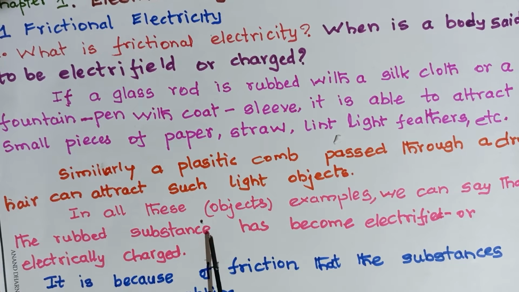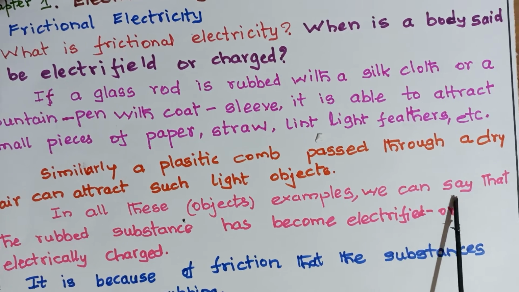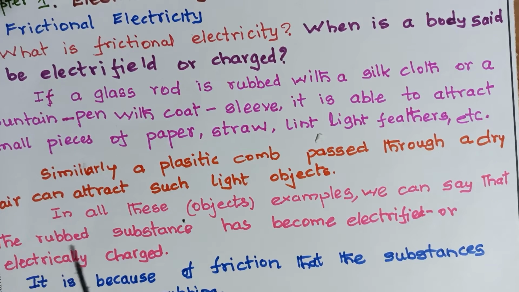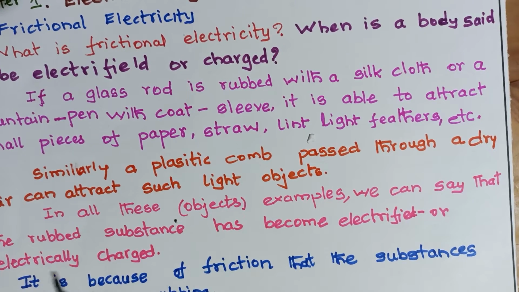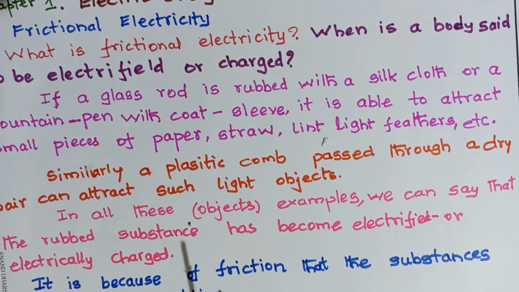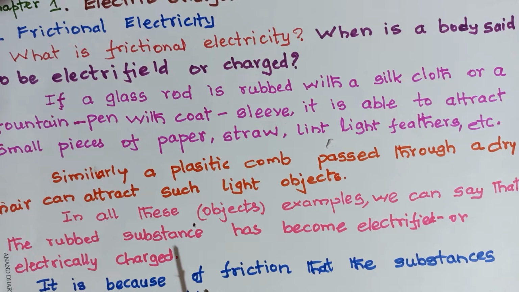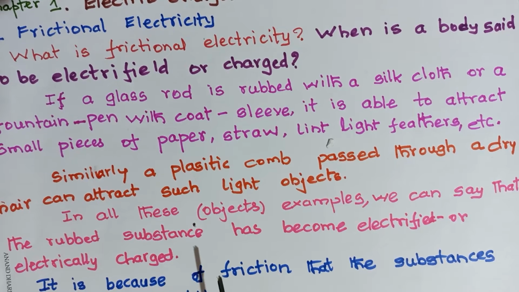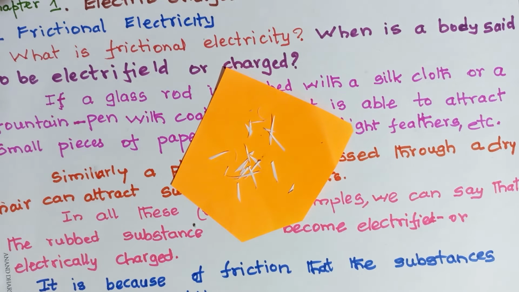In all these objects or examples, we can say that the rubbed substance has become electrified or electrically charged. So what we can understand here, already I have shown one experiment, in which I have taken a comb, passed it through dry hair, and paper pieces were attracted. You can check it again if you want. I can show you that experiment again if anybody has any confusion.